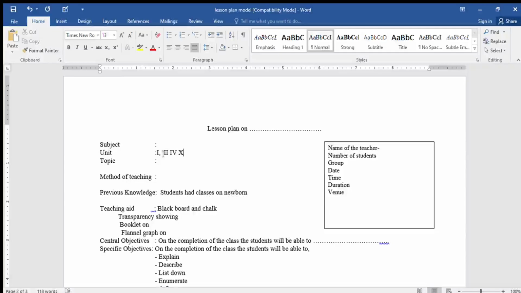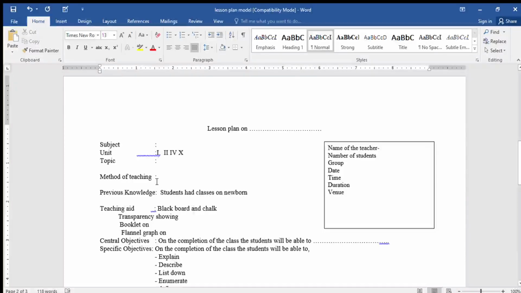These are the Roman numerals. So for writing the unit you have to write like this. It means not like 2 or 3, the Arabic, meaning English numerals. It has to be written in Roman numerals. Then the topic is, of course, cirrhosis of liver.